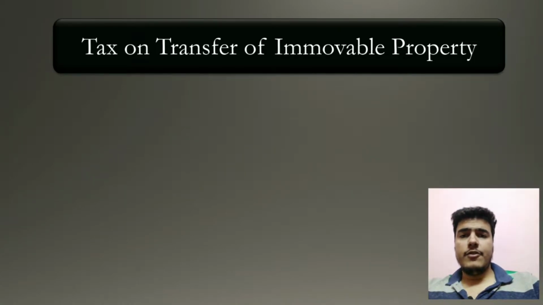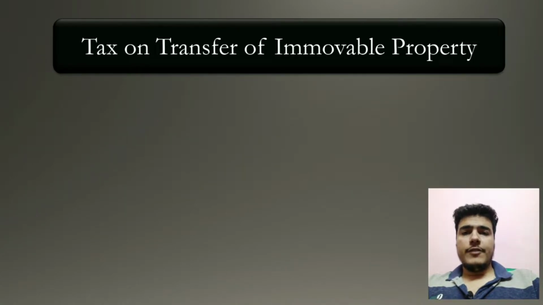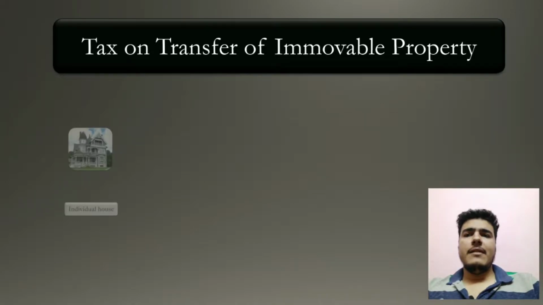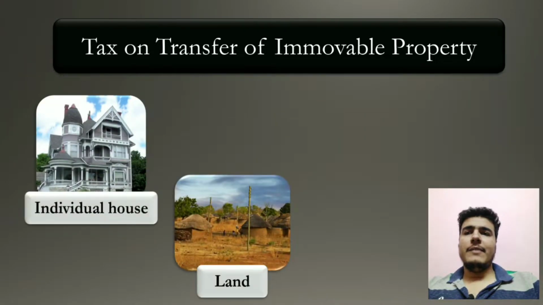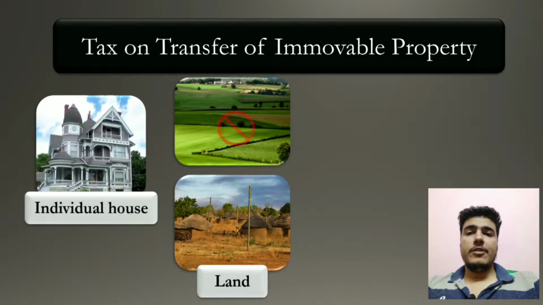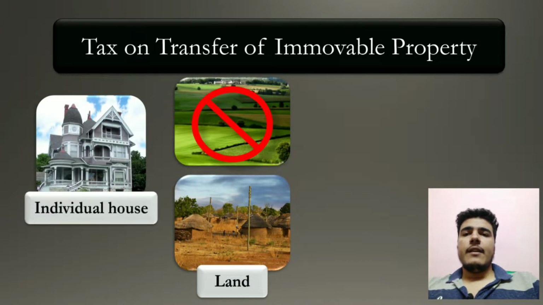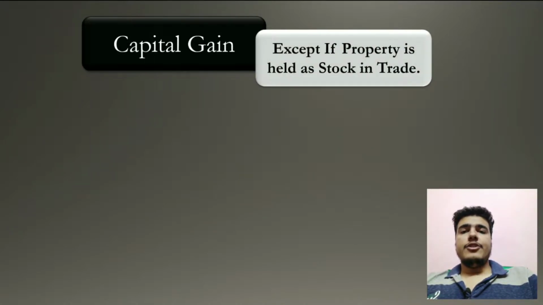In this video you will learn about tax on transfer of immovable property. It can be an individual house or land, but agricultural land should be excluded because it is exempt from capital gain. Apartments, flats and any gains arising from transfer of immovable property will be charged under capital gain, unless the property is held as stock in trade, because many people do business in property dealings, right, buying and selling properties.